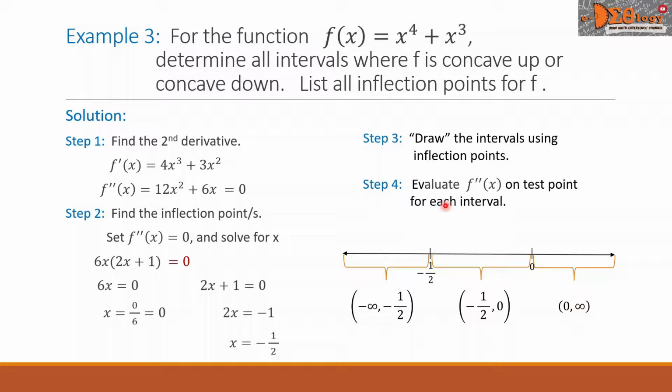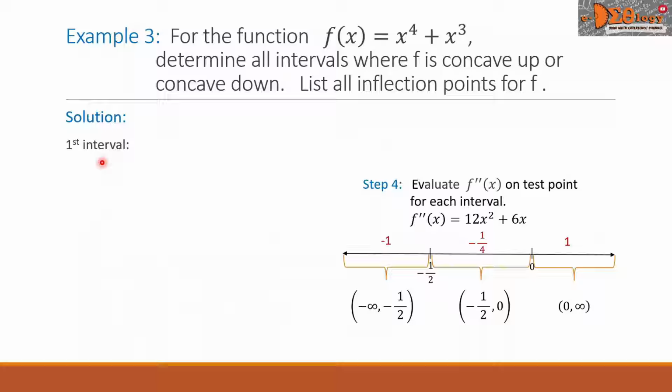Step 4, we evaluate the second derivative at a test point for each interval. We have the second derivative written here. For the test point for the first interval, we use negative 1. For the second interval, we will use negative 1 over 4. On the third interval, we will use 1.